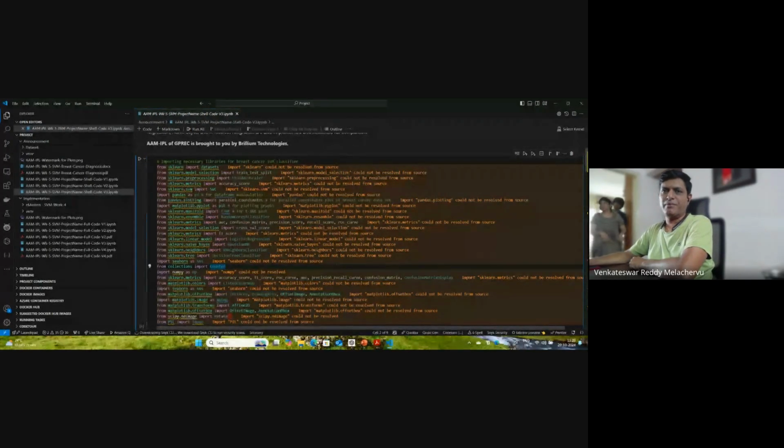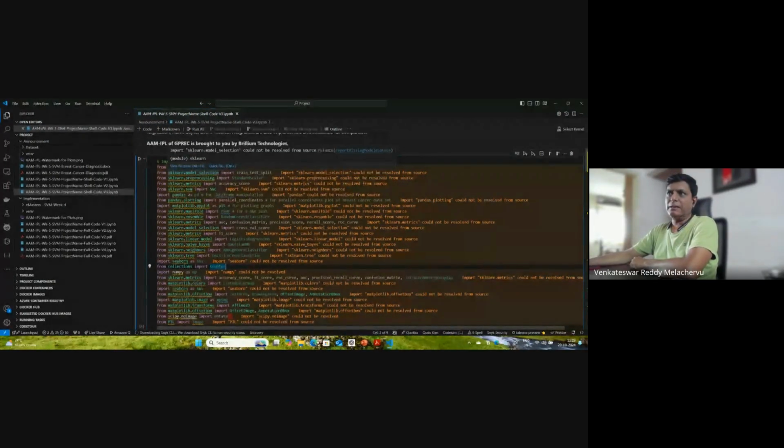Some of these imports are just carried from the previous project. Some of them may not be relevant. And you may be wondering why all these underlined orange curly lines and lots of orange error messages and warnings. Ignore them.